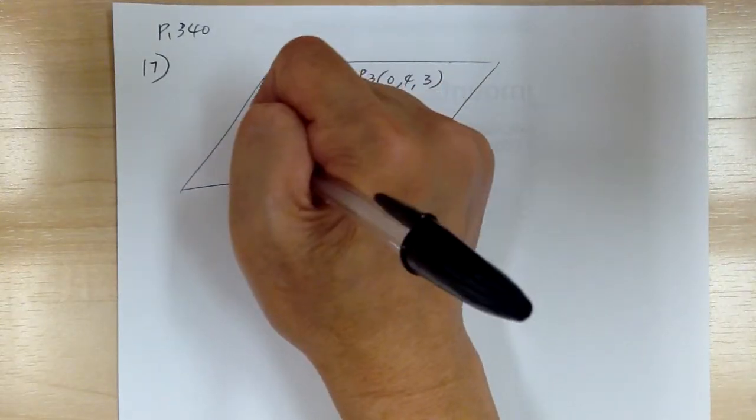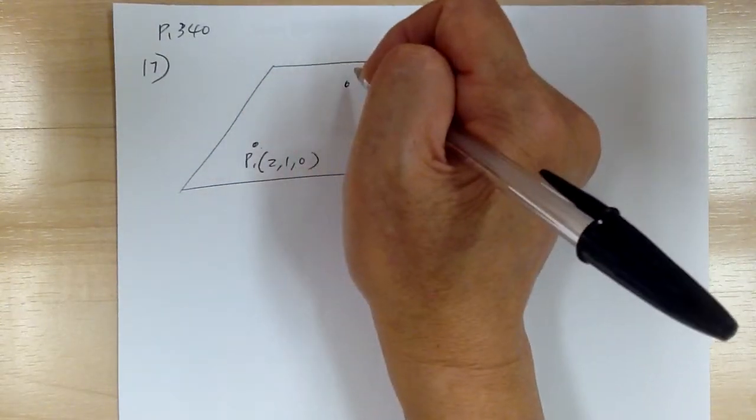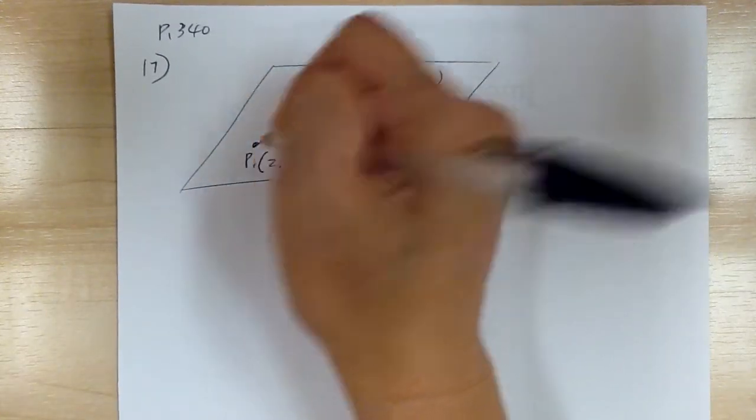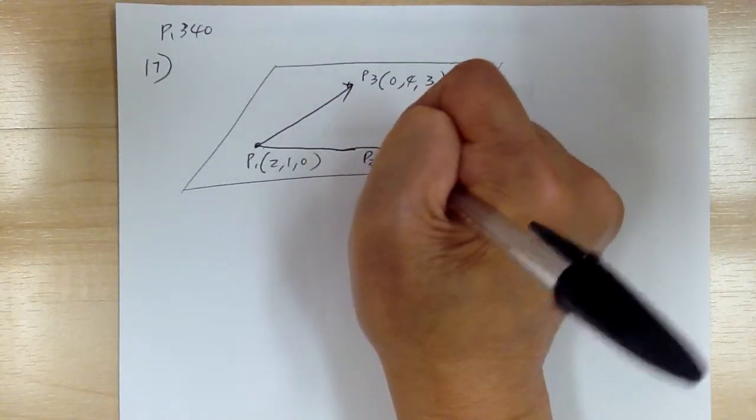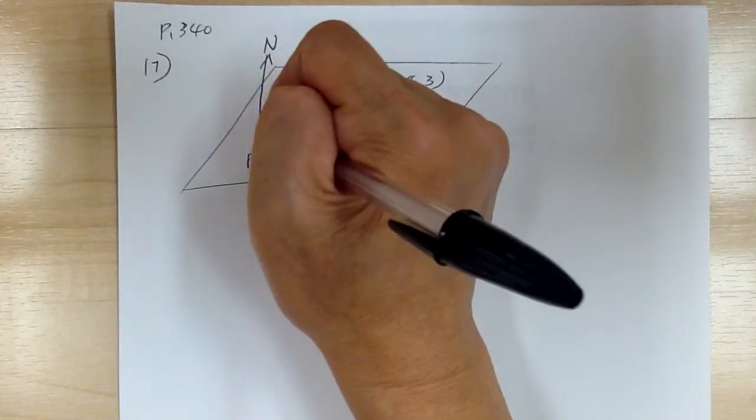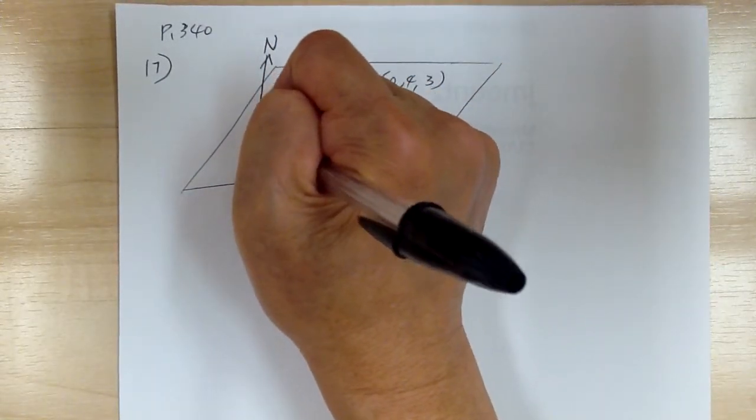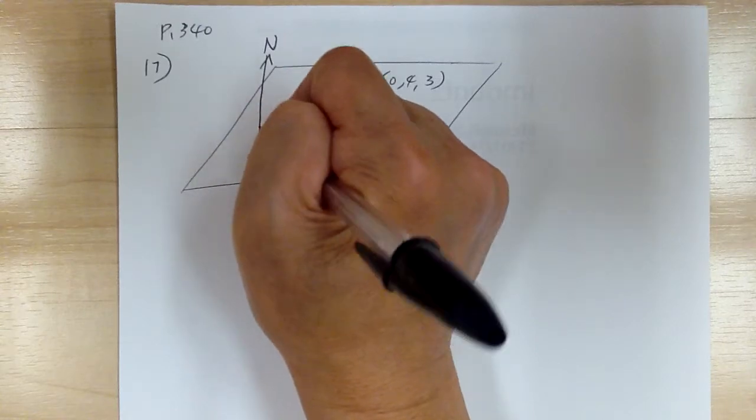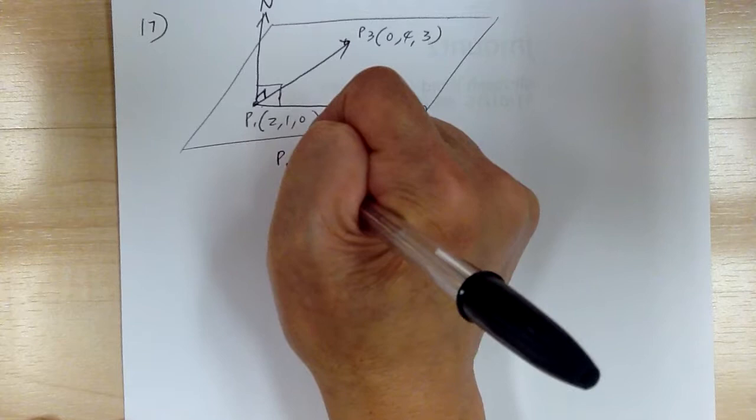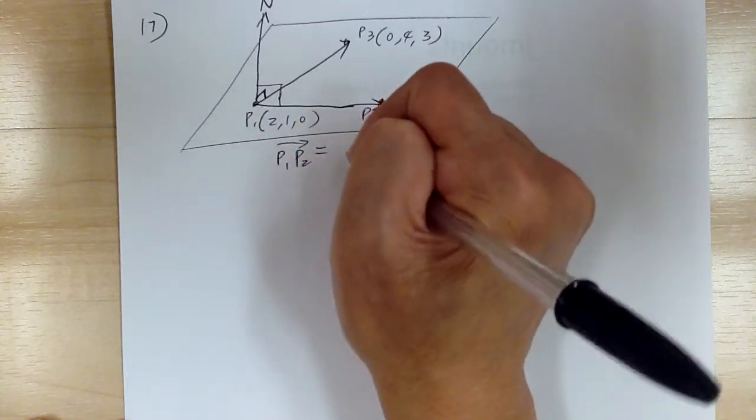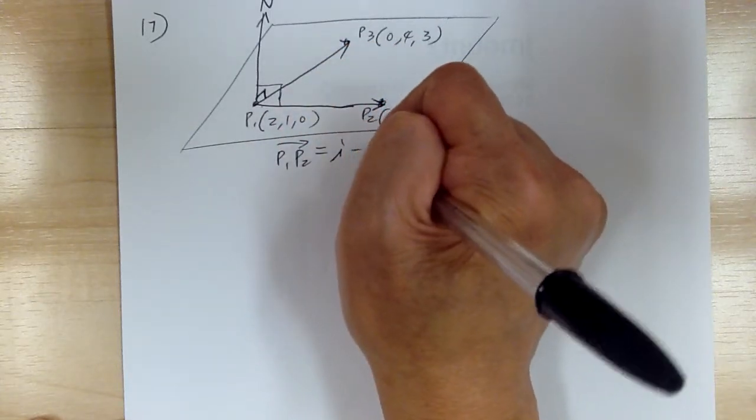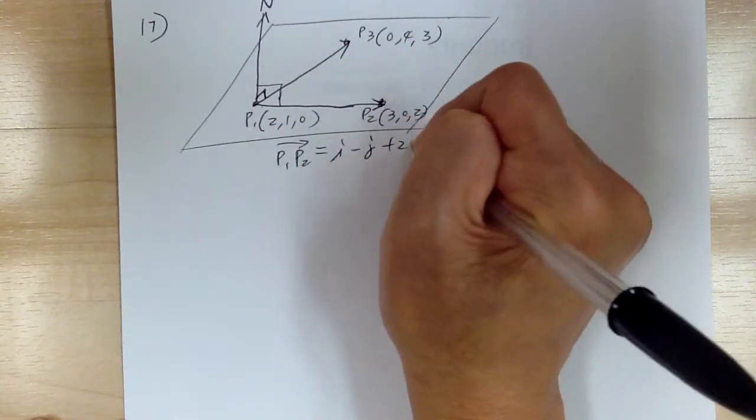Okay, so again, I'm going to use a cross product because to find the equation of the plane, you need a normal. The normal gives you the direction numbers. So here's your normal. See over here, the normal is perpendicular to that, and it's perpendicular to this. So let's get the vectors first. P1P2 is equal to, again, you have to subtract. So 3 minus 2 gives you 1, 0 minus 1 gives you negative 1, 2 minus 0 gives you plus 2.